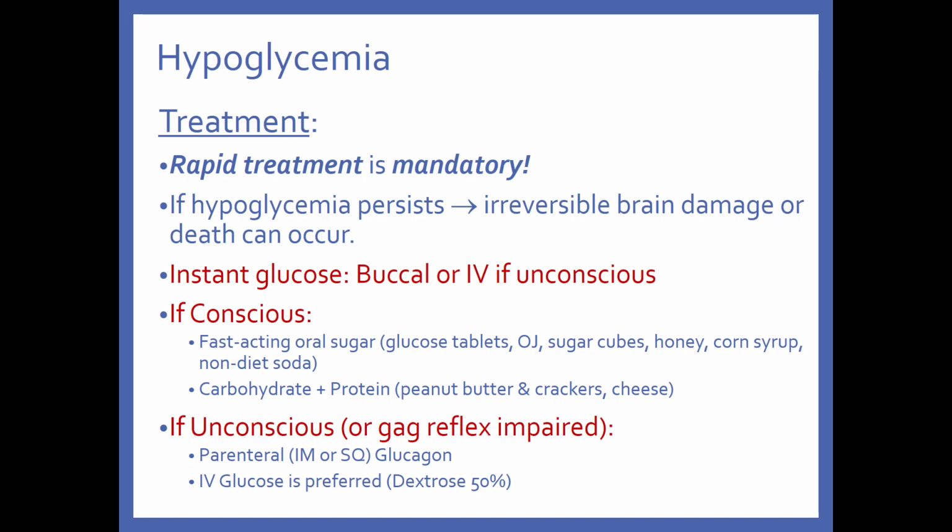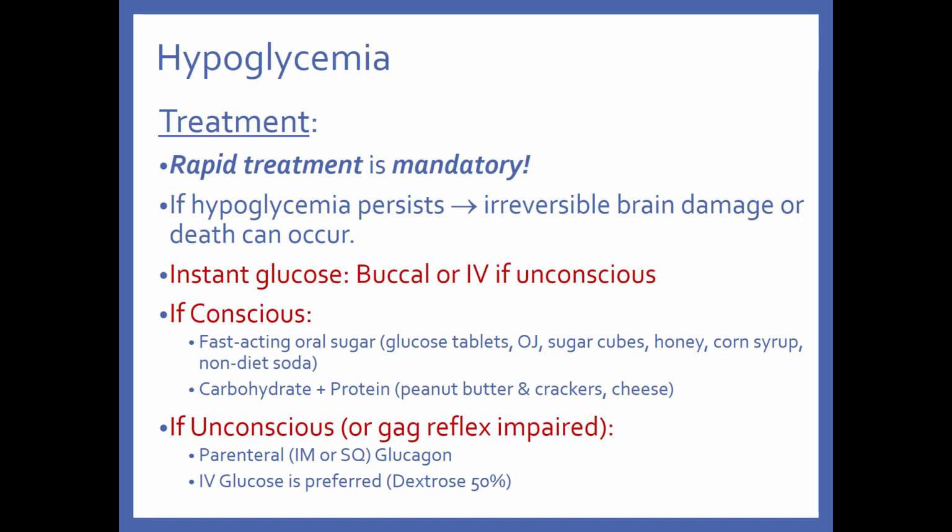So parenteral glucagon could be administered IM or sub-Q, and that can be given in the gluteal muscle, in the arm, or in the thigh. And the liver will convert the glucagon to glucose for the cells to use in the body. So that could be appropriate, but more times than not in the hospital setting, if you have a patient who's unconscious and not able to take a PO source of glucose, then we usually do the IV route.